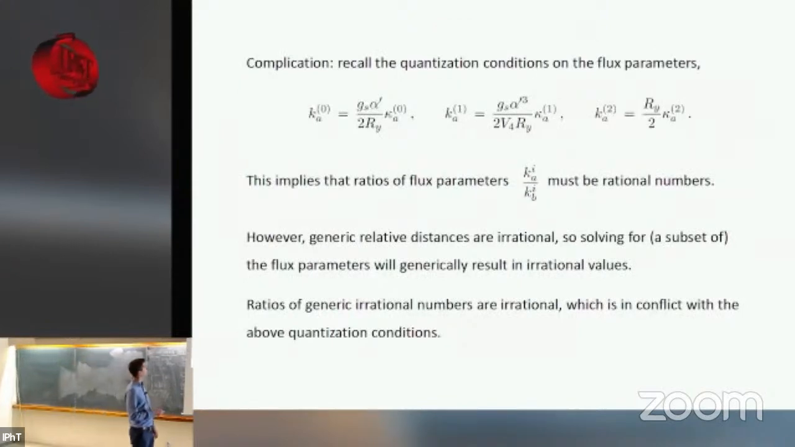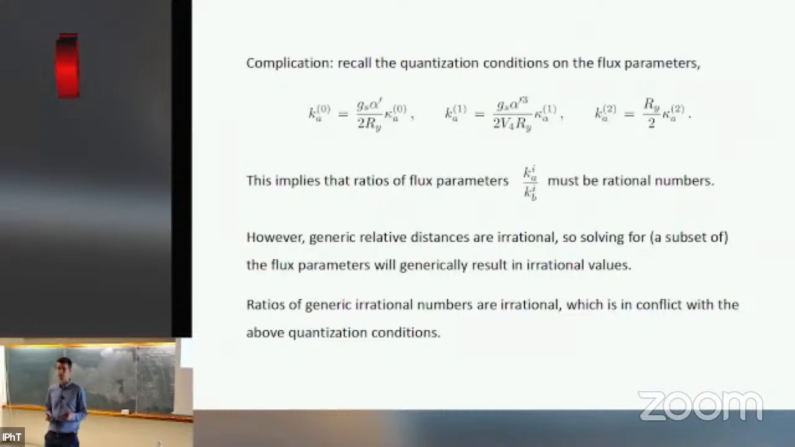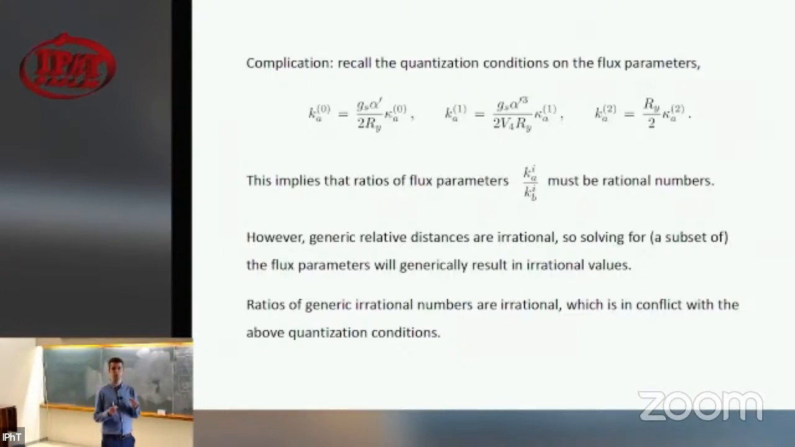As I mentioned before, because these are all quantized in particular units, the ratios of the dimensionful flux parameters are ratios of integers, and so they have to be rational numbers. However, when we're solving for the flux parameters in a linear system in which some of the positions that we input were irrational, then generic solutions that we're going to get from this linear system are also irrational numbers. And ratios of generic irrational numbers are irrational, and so we're not going to have a hope to solve these things on the nose. We may be very close to a real solution, but it's not going to be an actual solution that comes from integer numbers of quantized string theory.